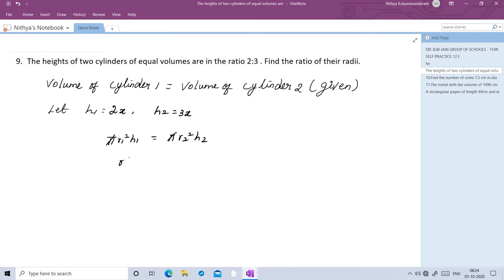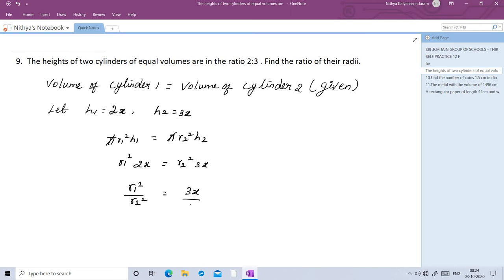So write as it is, r1 square h1 is 2x, it's equal to r2 square into h2 is 3x. So radius, you can bring this side from left to right. If you are coming this side, it should be multiply. Same 2x, if you are going that side, it's a division. So r2, in our right hand side, move on to your left hand side, it will come divide. So r1 square by r2 square is equal to 3x.